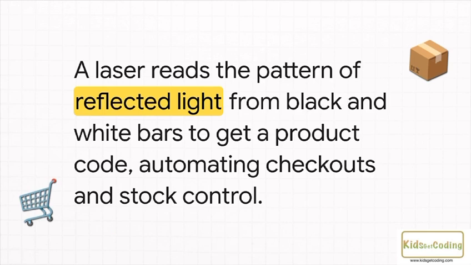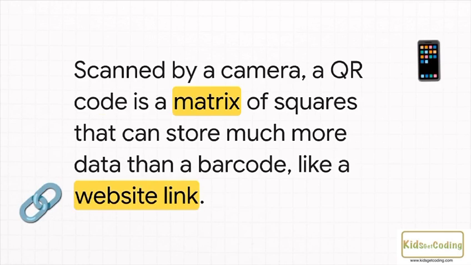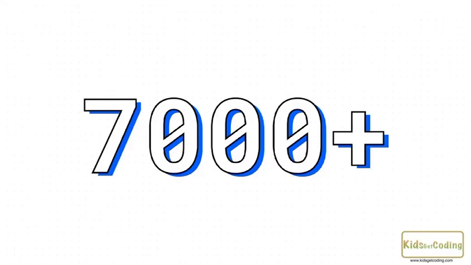But the QR code, which stands for Quick Response Code, took this whole concept to a new level. Instead of simple lines, it's a complex matrix of squares, scanned by a camera like the one on your phone. This design allows it to store way more data. But just how much more? Get this. While a typical barcode holds about 30 digits, enough for a product number, a QR code can hold over 7,000 characters. That's enough to store a full website link, your contact details, an event ticket, or even connect you to a Wi-Fi network all in one quick scan.